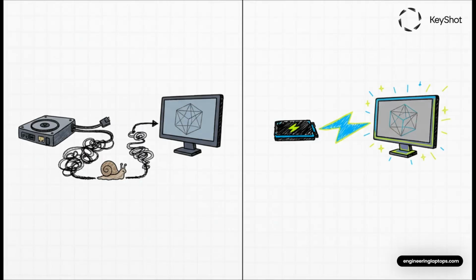And finally, let's talk storage. Look, a fast NVMe SSD isn't a luxury anymore. It's a flat-out necessity. The speed difference when you're loading up big models, environments, and material libraries is just night and day.